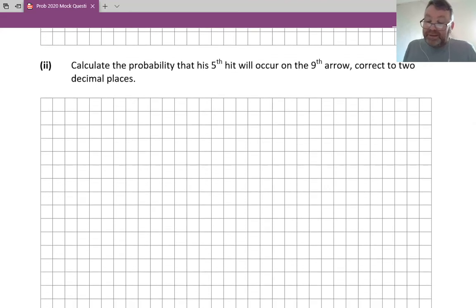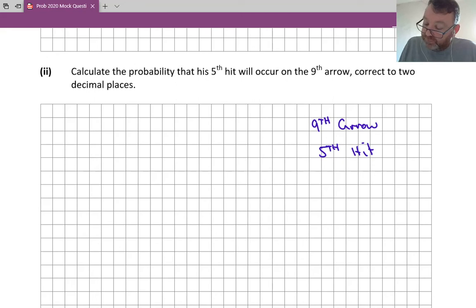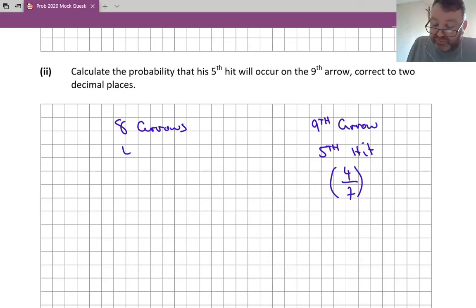Calculate the probability that his 5th hit will occur on the 9th arrow, correct to 2 decimal places again. Okay, so on the 9th arrow, let's just make a list of this, 9th arrow, we want the 5th hit. Now, because we want that to be a hit, we have to use the probability of a hit, which we said back up here was 4 over 7. So that's 4 over 7. And that will be the probability of the last arrow, because it's going to hit the target. Now, what does that mean? There are 8 arrows that are fired before the 9th one, and out of those 8, I want 4 hits. So again, this is where your Bernoulli trial comes in. 8 arrows, that's a repetition of event.